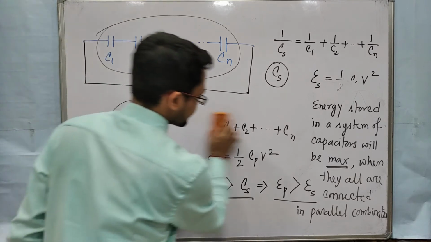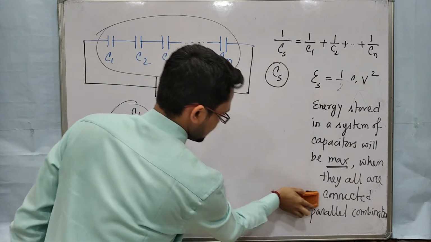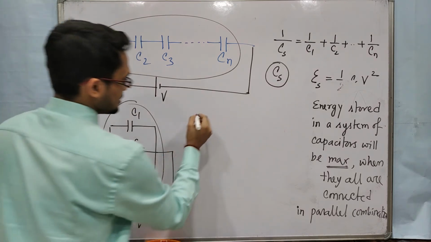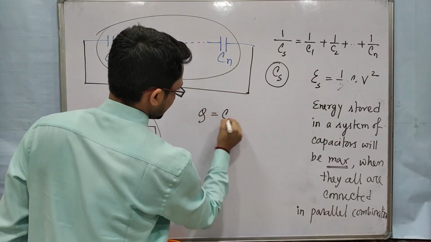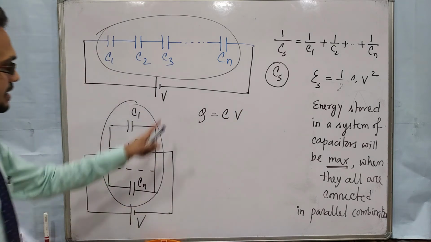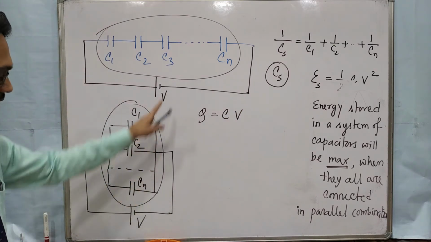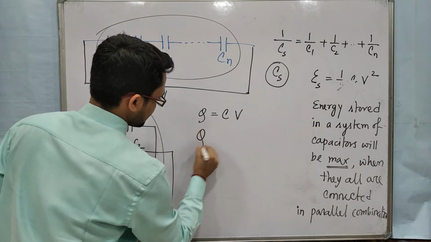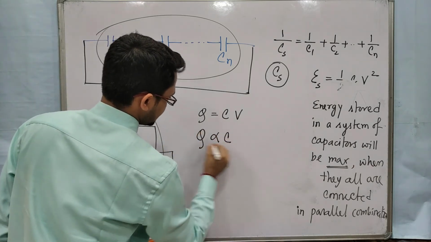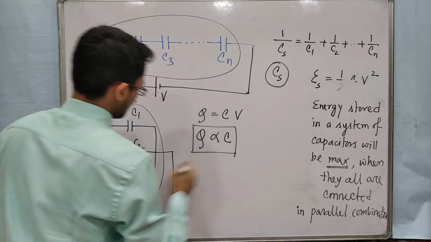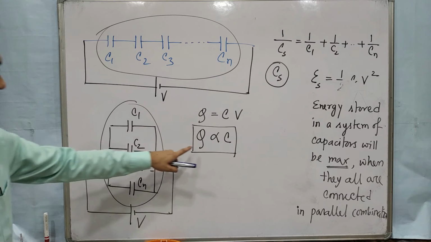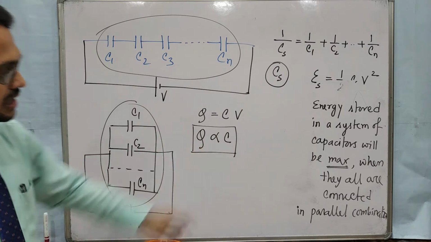And we know that fundamental formula, fundamental relation, that is Q equal to C into V. Okay, here V is constant in both the cases. So charge stored in the system of capacitors is proportional to C, right? Charge stored in the system of capacitors in these two cases is directly proportional to the equivalent capacitance.